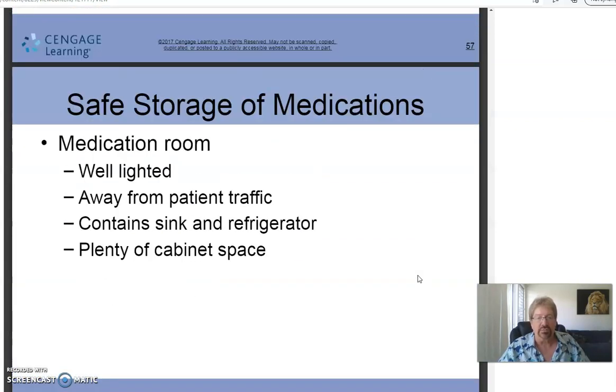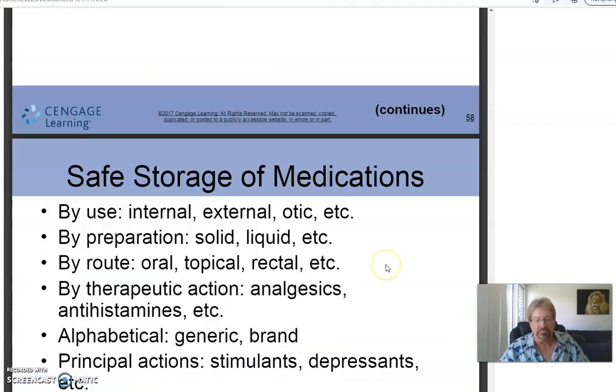Safe storage of medications. Medication rooms should be well lighted so you don't make a mistake by misreading. Away from patient traffic. Why? Patients don't need to be around the meds. They might take them. Contains sink and refrigerator. Why? Some have to be kept cool. Plenty of cabinet space.